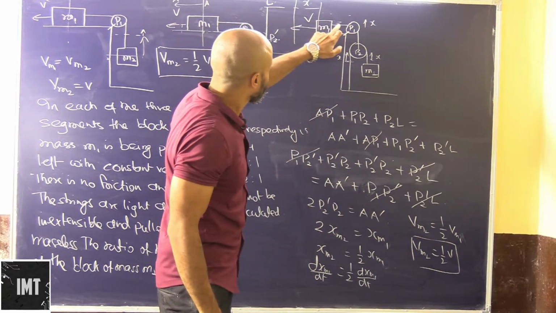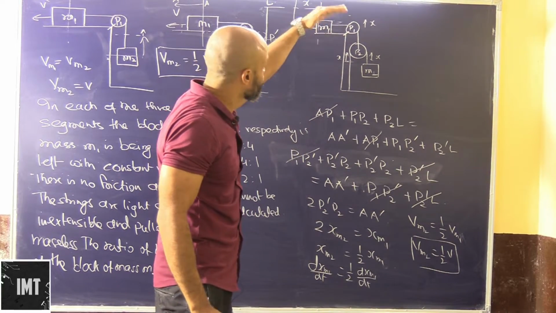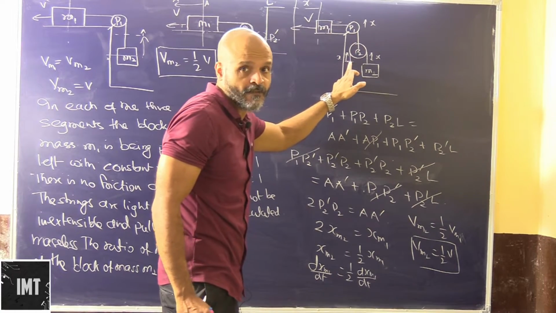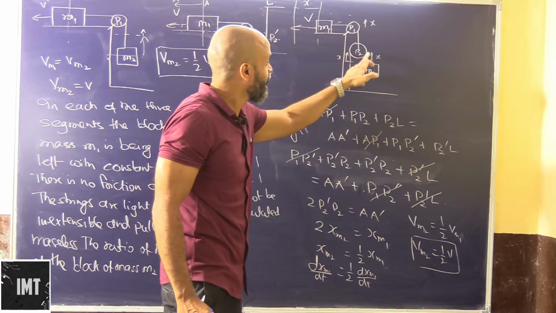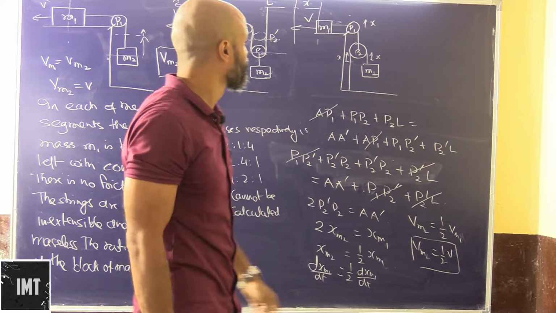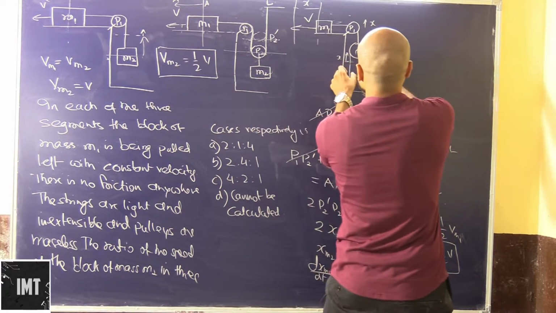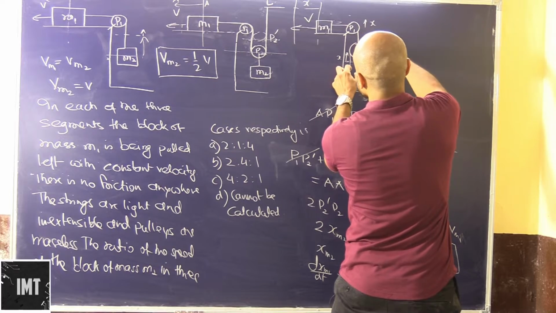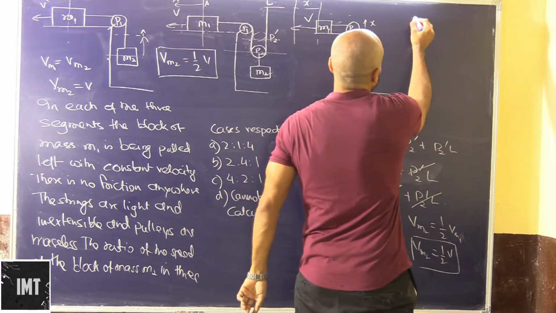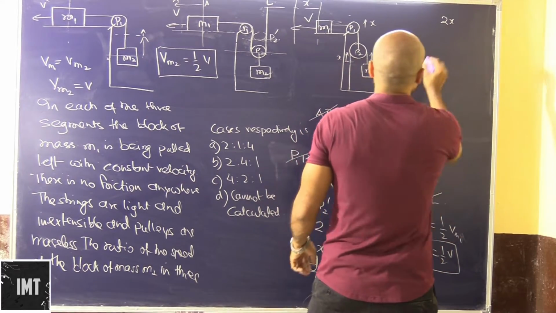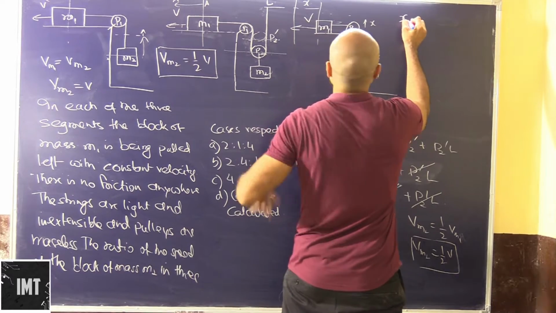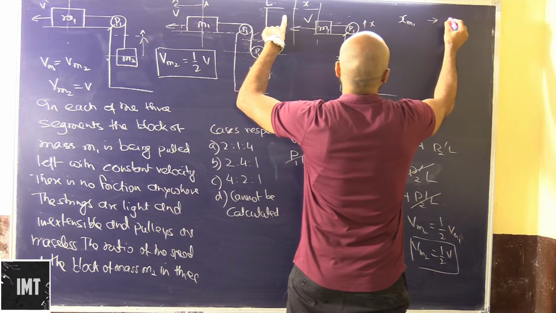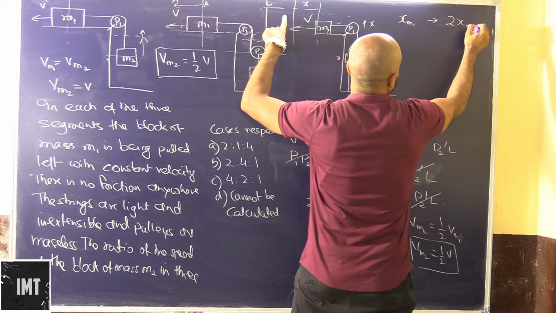See, in this string, if this gets displaced by x, this pulley will go up by a displacement x, because of which there will be an extension this side of x, and there will be an extension this side of x as well. So basically, there will be an x displacement this side, and an x displacement this side, so the total displacement will be 2x. If we say the mass m1 is displaced by a distance x, then the mass m2 will be displaced by a distance of 2x.